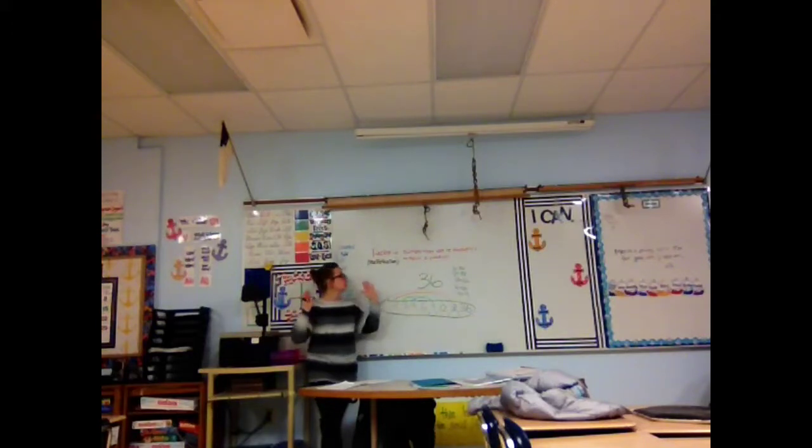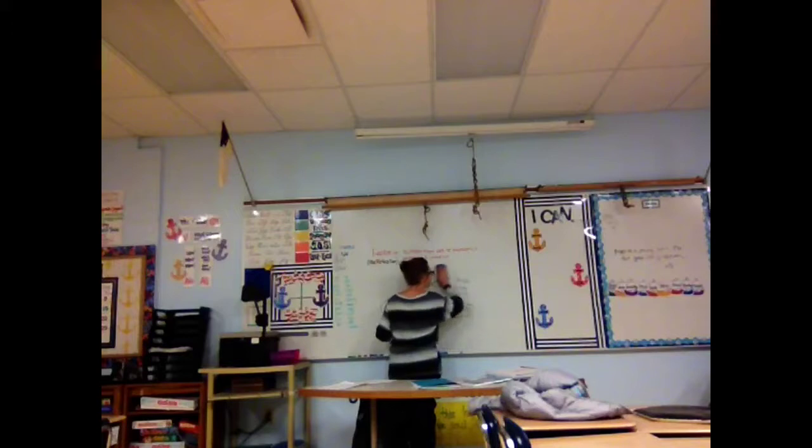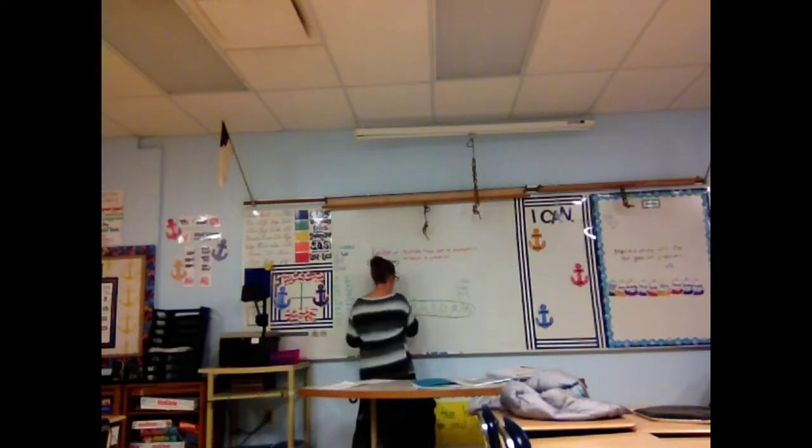Just to say, here's the list of factors. These are all the numbers that can be multiplied to equal 36, to equal the product. And that's what a factor is. Now, let's go ahead and move on to multiples and talk about what those are.